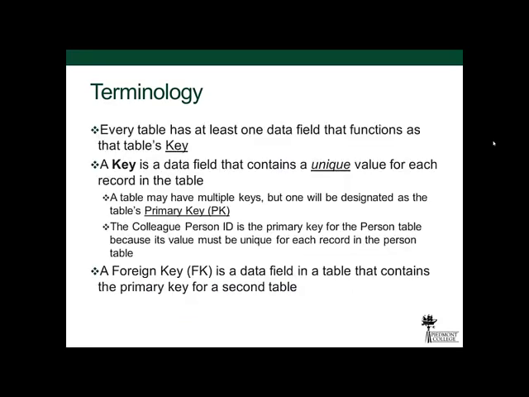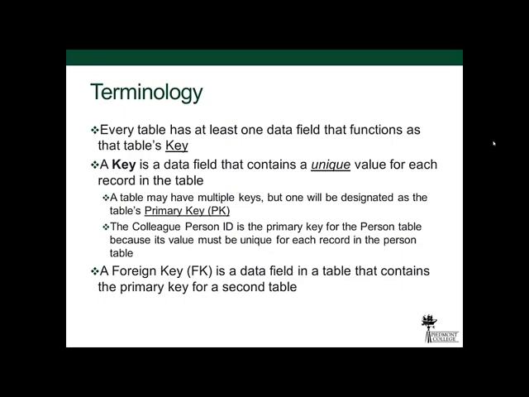Every table has at least one data field that functions as the table's key. The key is a data field that contains a unique value for each record in the table. A table may have multiple keys, but one will be designated as the table's primary key. The person ID is the primary key for the person table. Its value is always unique for each record in that table.